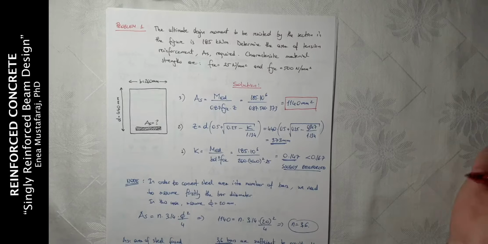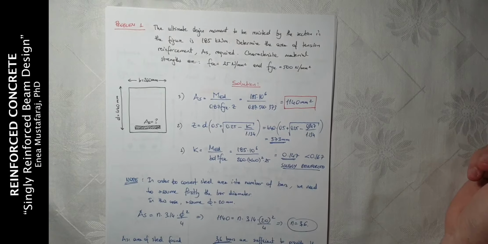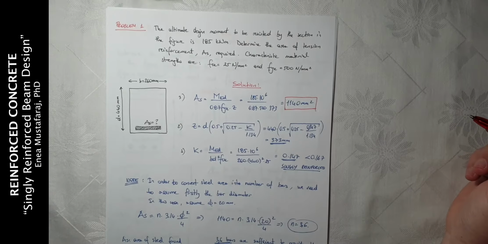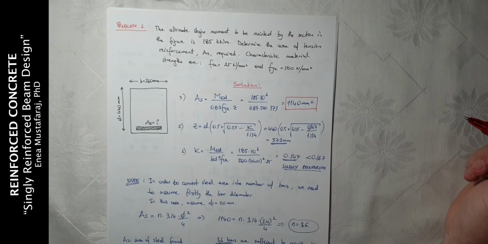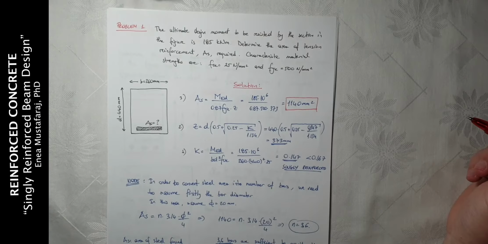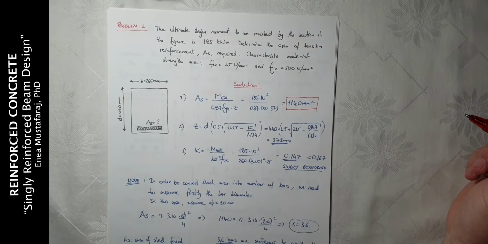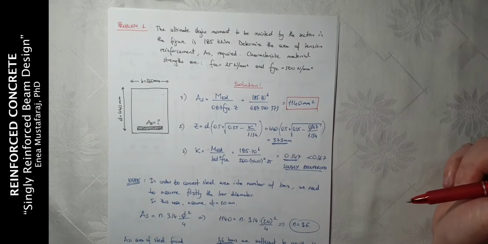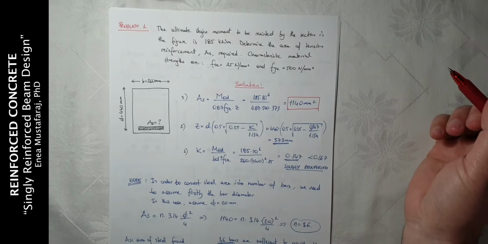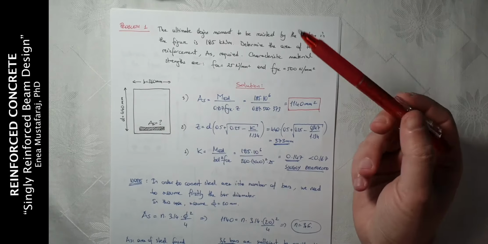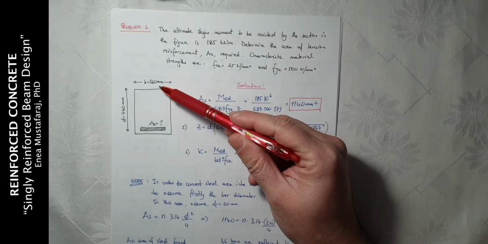The ultimate design moment to be resisted by the section in the figure is 185 kN/meter. Determine the area of tension reinforcement, AS, required, where characteristic material strengths are FCK 25 N/mm² and FYK 500 N/mm². The section in the figure has an effective depth of 440 mm and the width is 260 mm.